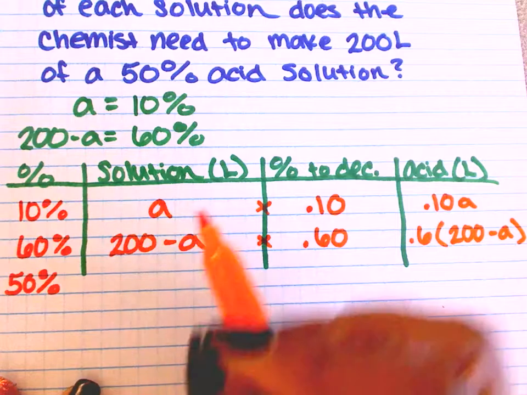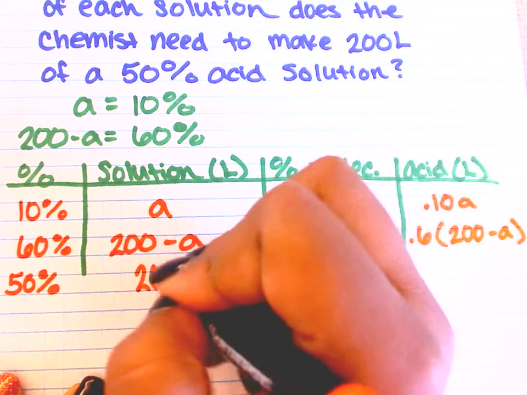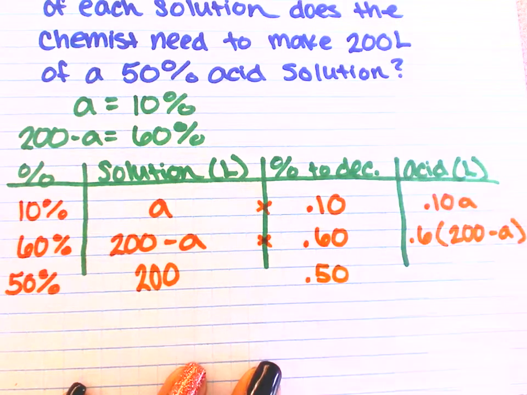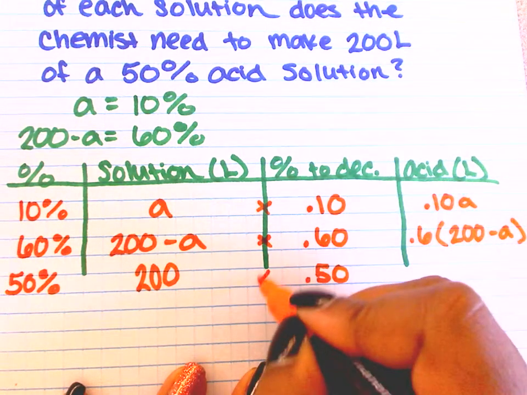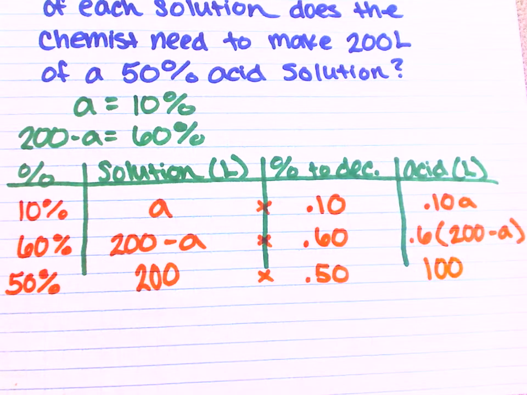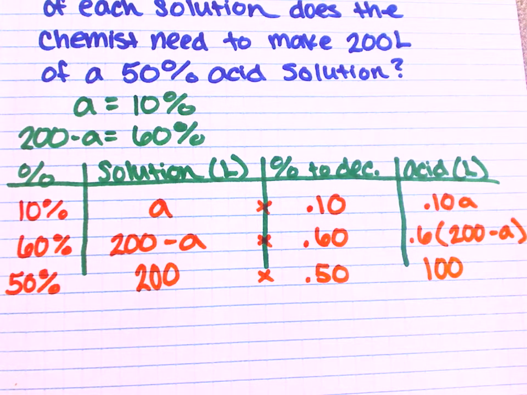And the last one, the 50% solution. Again, he wants a total of 200 liters. 50% is 0.50. Move it to the left. You're going to multiply, and you're going to get 100. 200 times 0.50 is 100. All right, so we have our chart all set up.